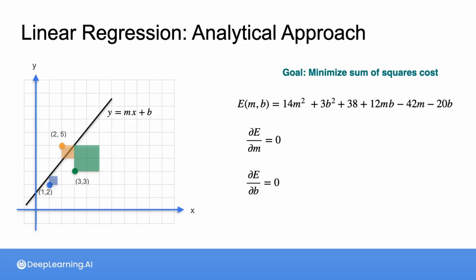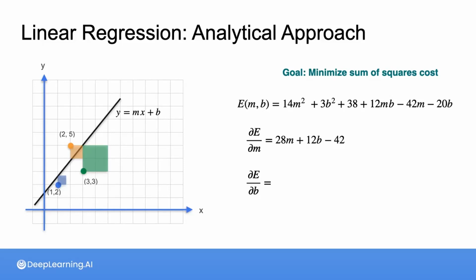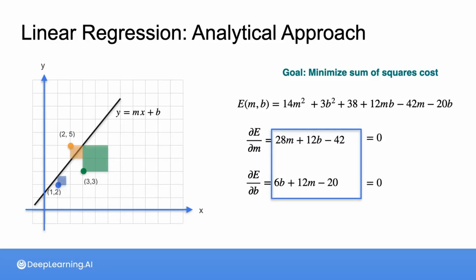So let's start with a quiz. Please help me find the partial derivative of E with respect to m. And the answer is 28m plus 12b minus 42. Now let's do another quiz. Help me find the partial derivative of E with respect to b. And the answer is 6b plus 12m minus 20. So now that you have these 2 partial derivatives, all you have to do is set them equal to 0 and solve for m and b. You know how to do this from the linear algebra class. So let's actually work it out.